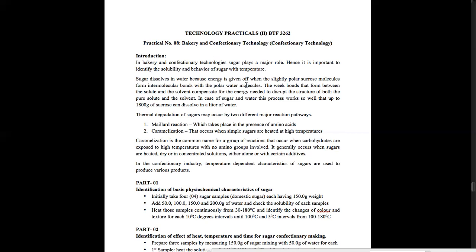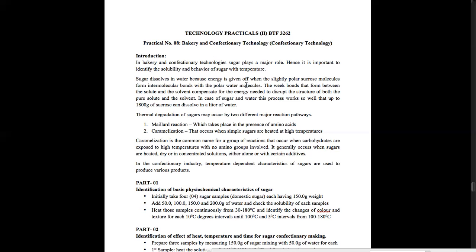And when we heat it, then again we can see different colors and different textures, right? And we can dissolve more and more sugar when we heat the water. If we use hot water, then we can dissolve more sugar than in cold water. So these things are very important, but you can all do these practicals in your home also.